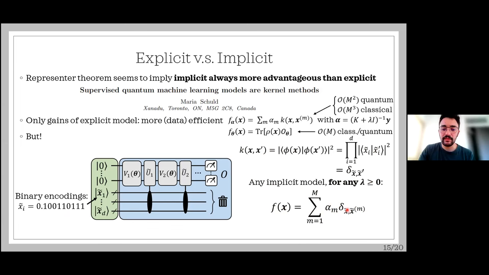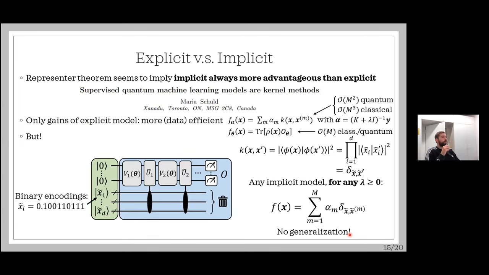So this means that anything that is outside of your training set will effectively have inner product zero with everything in your training set, right? And this function will be zero on anything outside your training set. So what this says is that any implicit model you can construct out of this type of circuit will have practically zero generalization performance outside your training set. Okay. And this is kind of the catch.